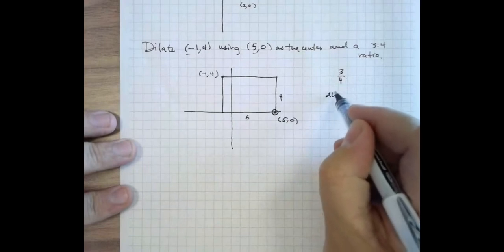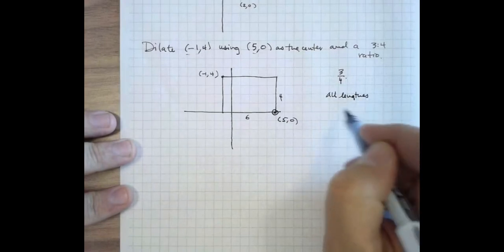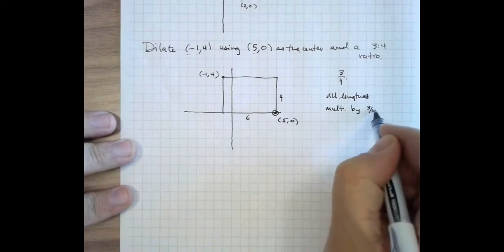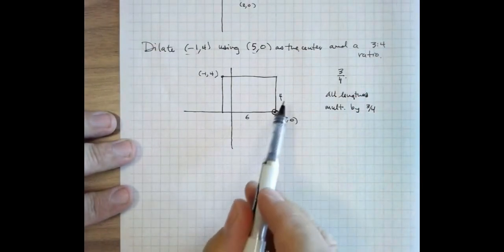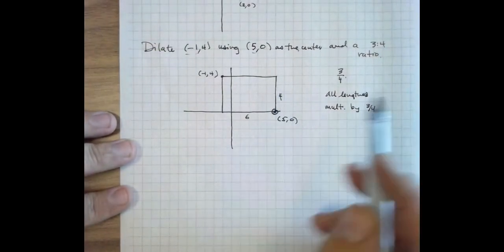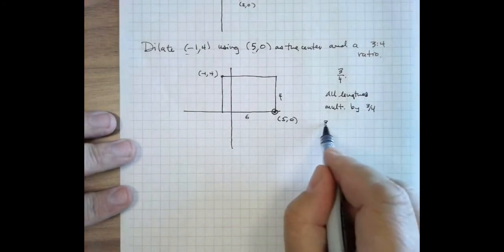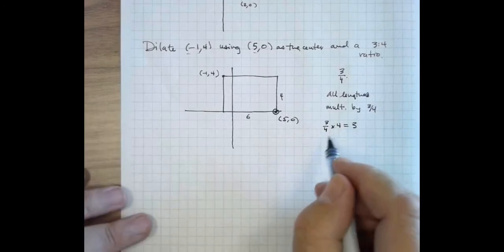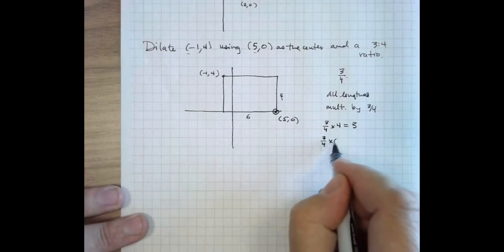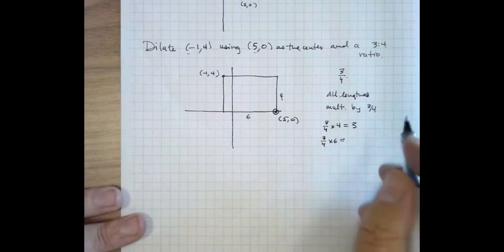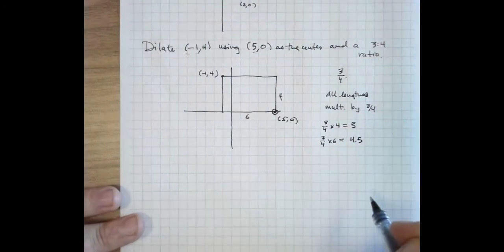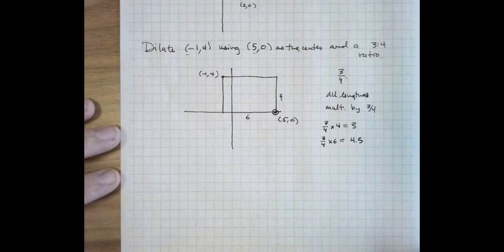So all lengths multiply by 3/4. So I'm going to take the dimensions of this rectangle and multiply both the length and the width by 3/4. So I'll get 3/4 times 4, that's 3. And I'll get 3/4 times 6, and that is, what is that, 18 over 4, so that's 4.5. Is that right? Yes, 9 over 2, yep.